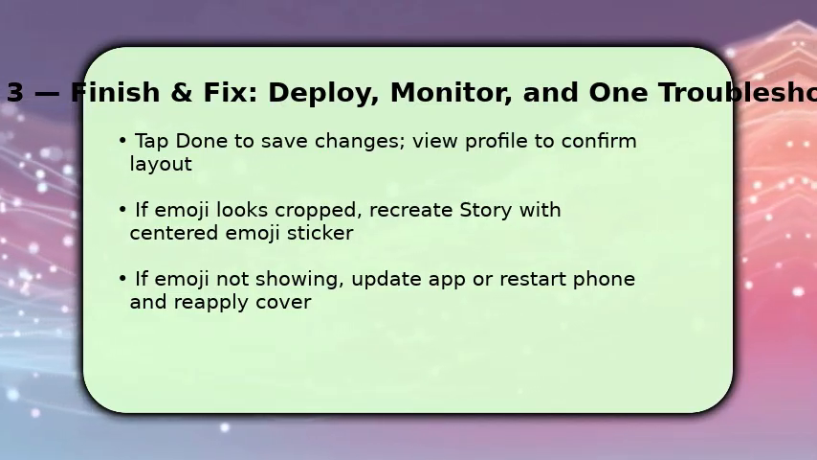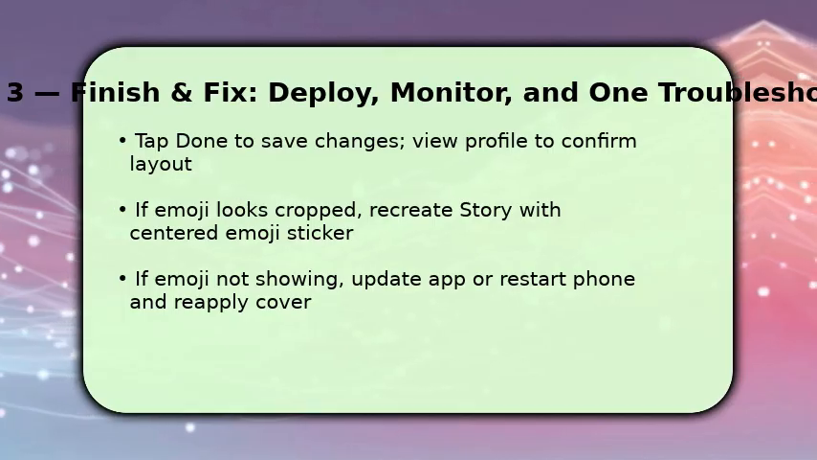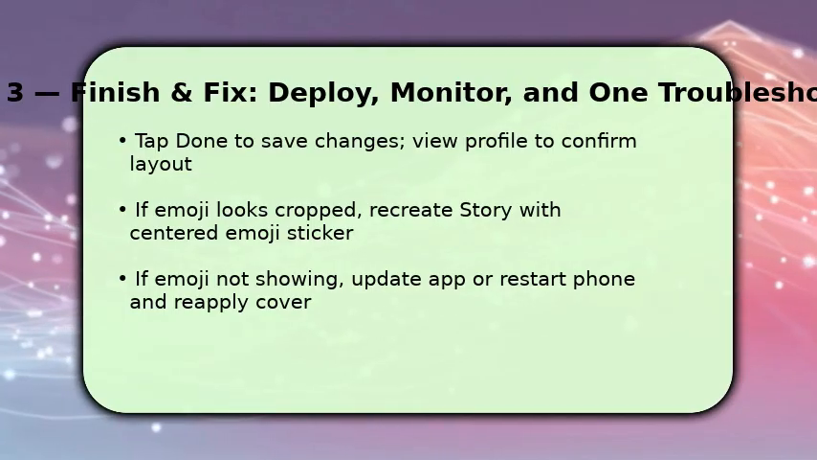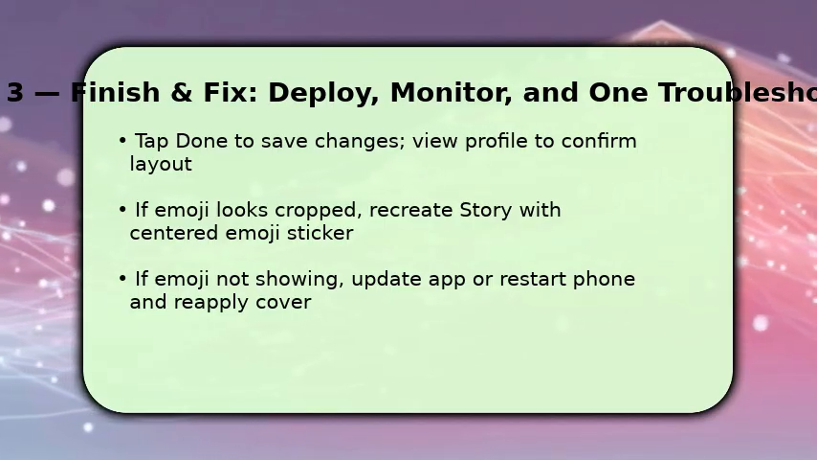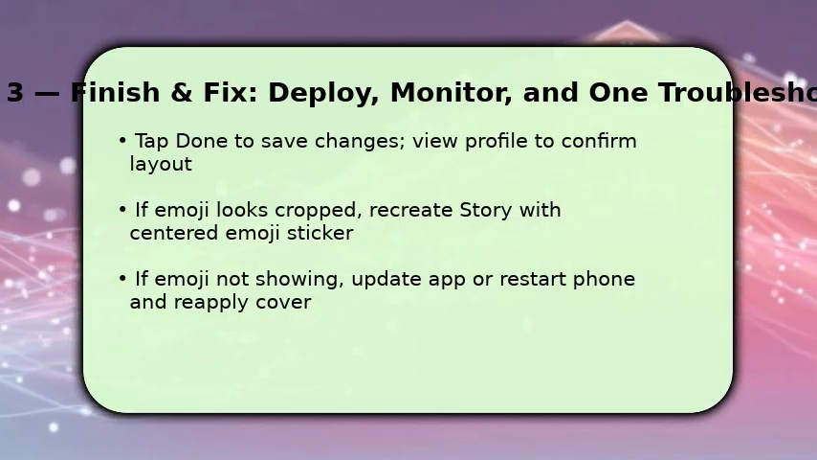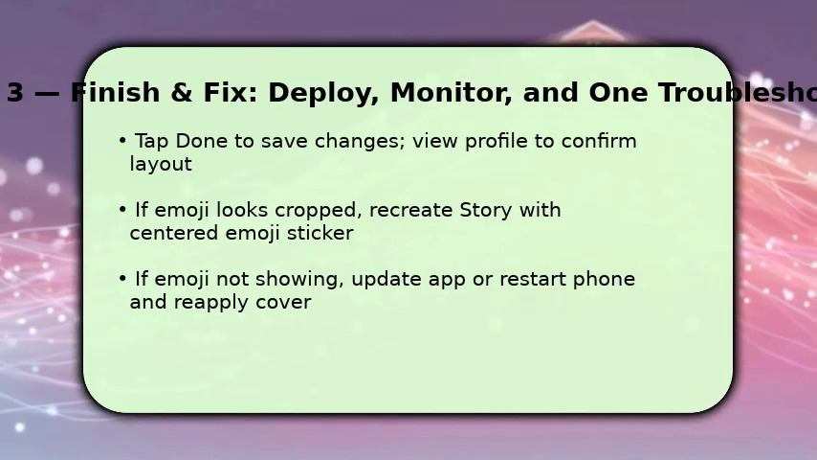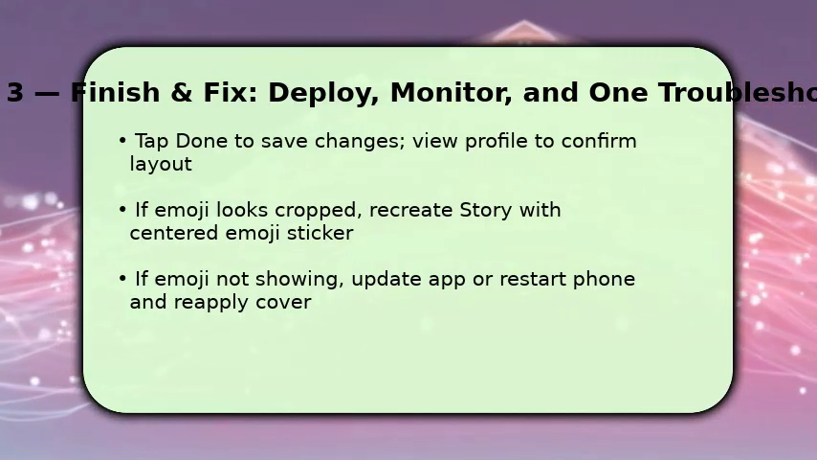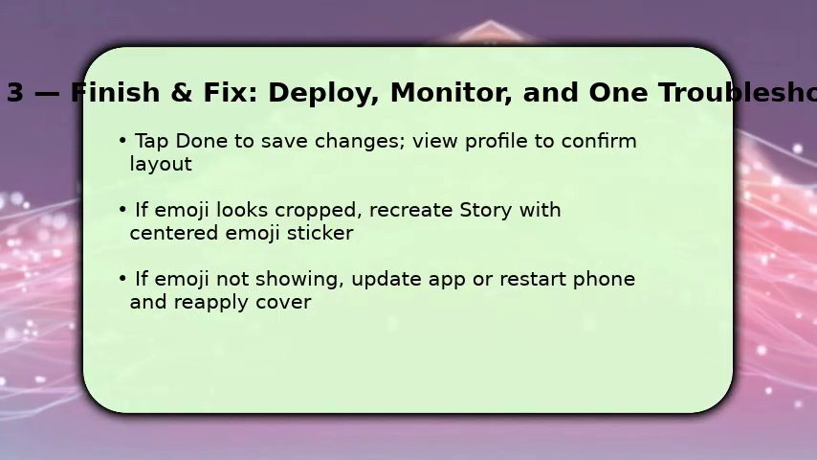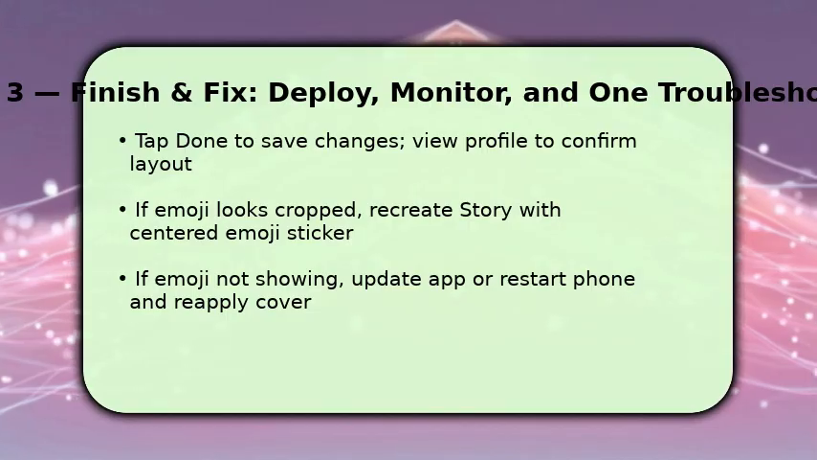If the emoji looks cropped or off-center, recreate a story with the emoji sticker placed in the absolute center and repeat Edit Cover. Centering solves most cropping issues. If the emoji fails to display or shows as a blank square, make sure Instagram is updated. If that doesn't help, restart your device and reapply the cover. Once done, your highlights will show the emoji as intended.